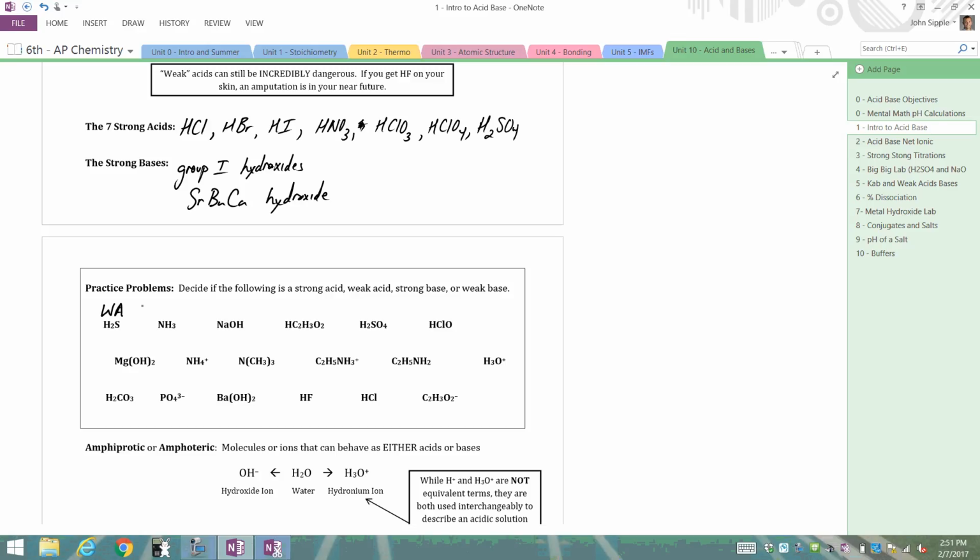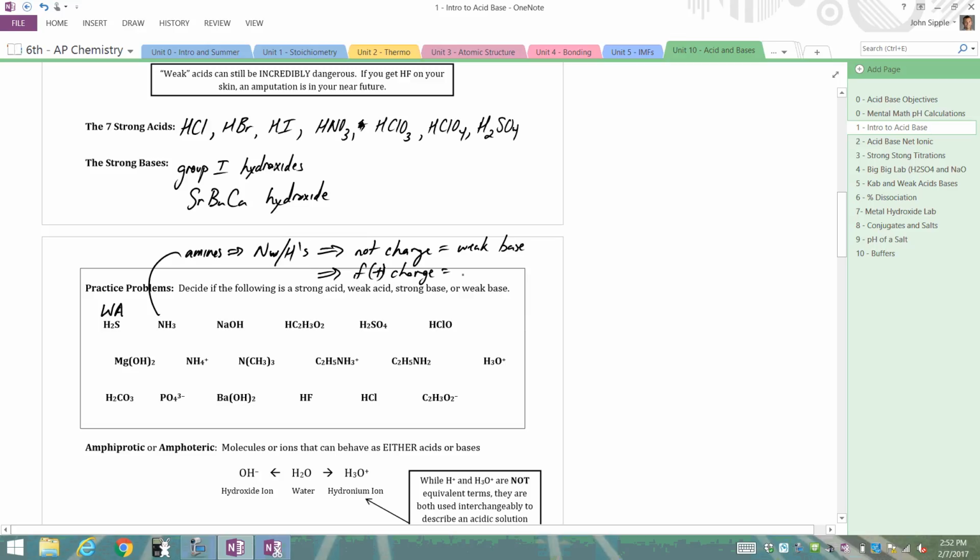So amines, these nitrogens with hydrogens on them, are not charged. They don't have a charge, like a plus charge. That equals weak base all the way. If they have a plus charge, that equals weak acid.